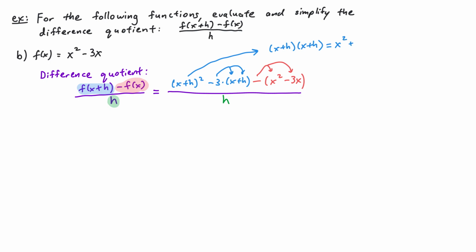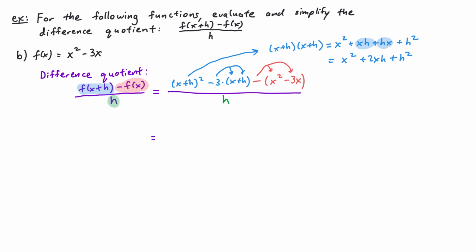The outer terms will give me an xh. The inner terms gives me an h times x. And then multiplying the last terms, we get an h squared. Now, the xh and the hx can be combined together. We get 2 copies of xh. So this is x squared plus 2xh plus h squared.